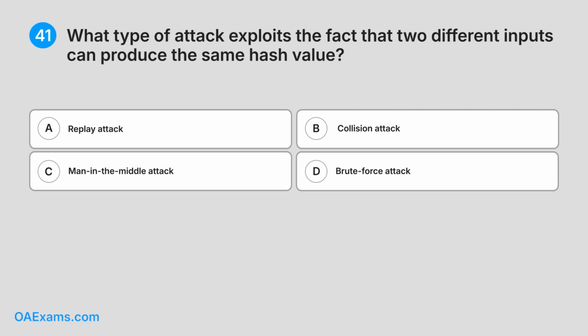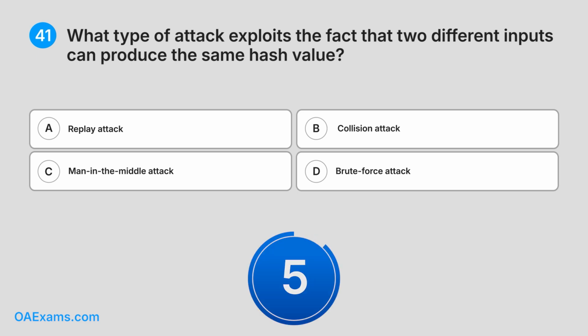41. What type of attack exploits the fact that two different inputs can produce the same hash value? A. Replay attack. B. Collision attack. C. Man-in-the-middle attack. D. Brute force attack. Do you know the answer?